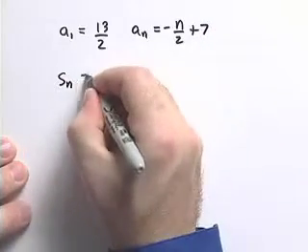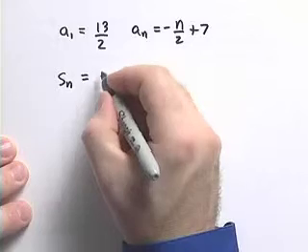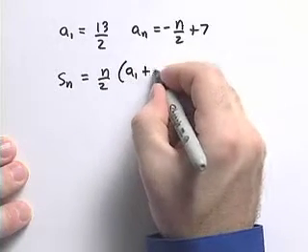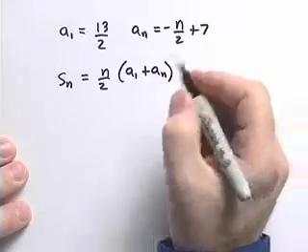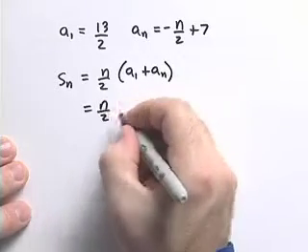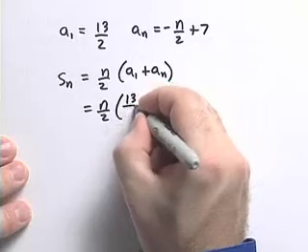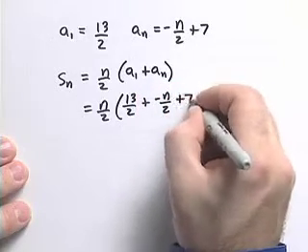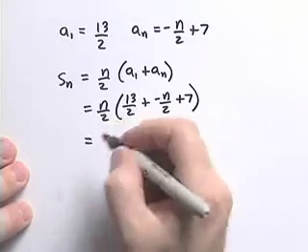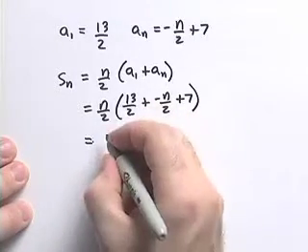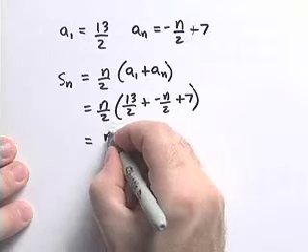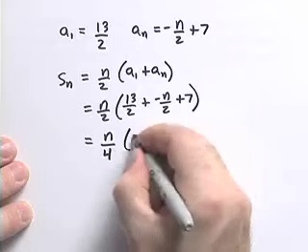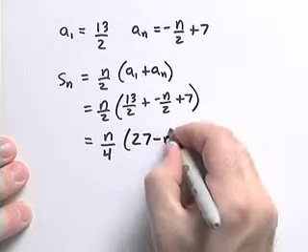For an arithmetic sequence, the sum of the first n terms is equal to n over 2 times the sum of the first and nth terms. So this will give us n over 2 times 13/2 plus a negative n over 2 plus 7. And if we clean this up, we see that the sum of the first n terms is equal to n divided by 4 times 27 minus n.